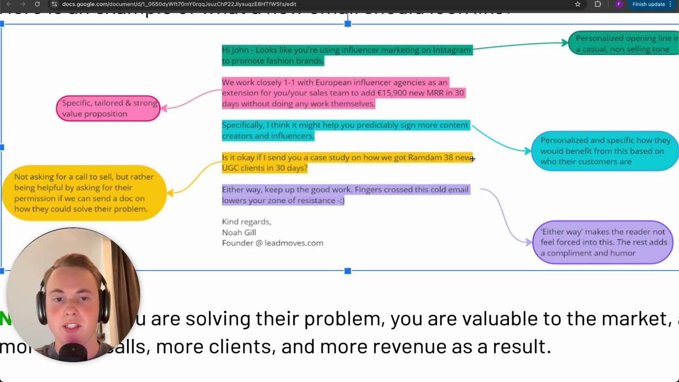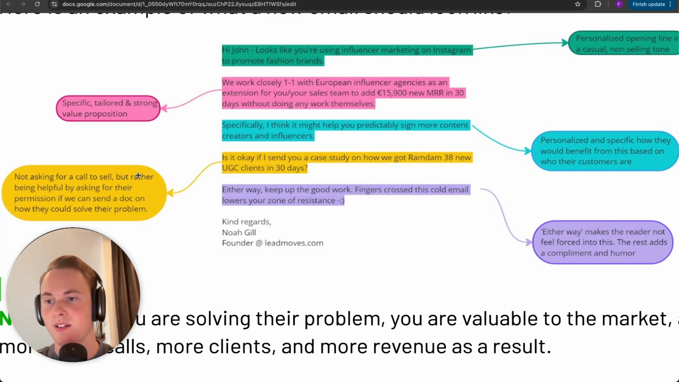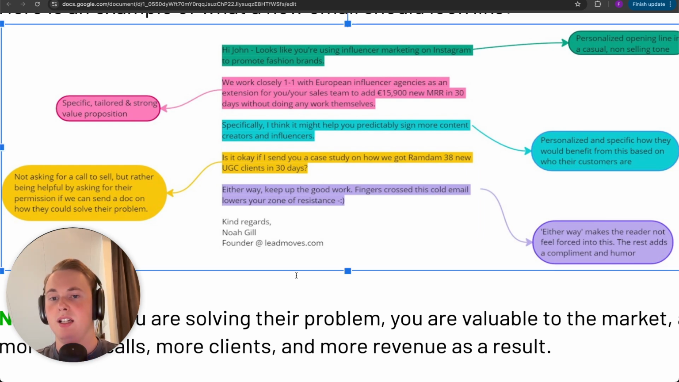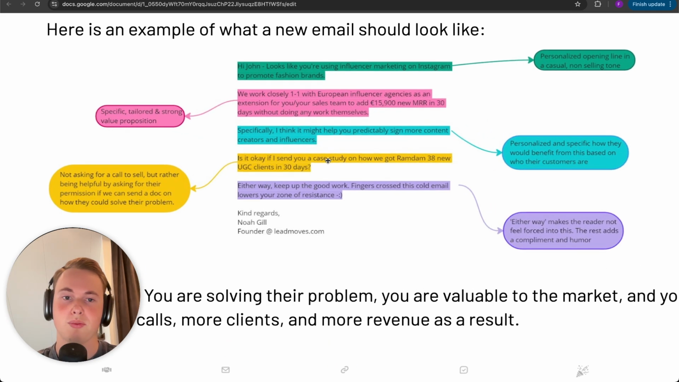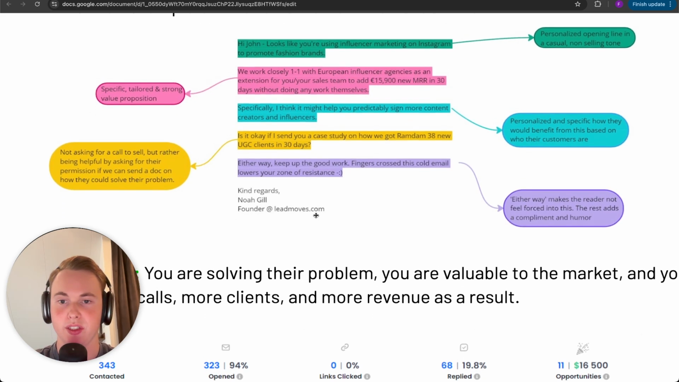We got run with the rate new UGC clients, and we're sending this email to all the UGC clients, or I mean agencies, which is super specific. And we're not asking for a call, we're just asking for their permission, so they are in charge, which means they're more likely to say yes, actually respond positively to our email. The entire tone here just says that we're reaching out to solve their potential problem that they might have, and we're not reaching out to straight up sell to their face. We're reaching out to actually potentially solve their problem.